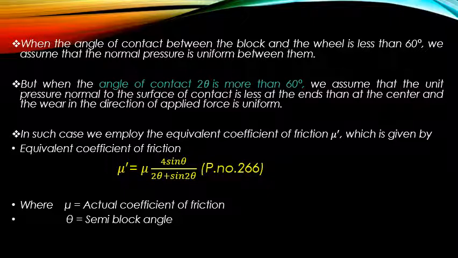So in such a case we have to use equivalent coefficient of friction mu dash, in case the angle of contact becomes greater than 60 degrees. So that in that case equivalent coefficient of friction mu dash is given by mu into 4 sin theta by 2 theta plus sin 2 theta. So where mu is the actual coefficient of friction and 2 theta is the included angle and theta is the semi angle of the block.